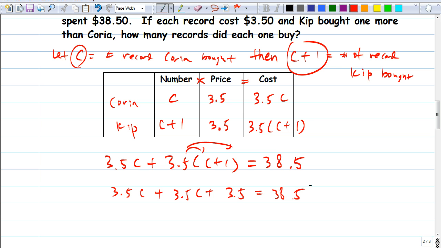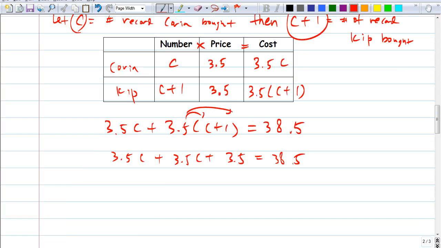Bella, what do I do next? What should I do next? Exactly. Aren't these two like terms? What do we get with Spencer when I add those together? Yeah, 7C plus 3.5 equals 38.5. Yes? Okay, go ahead, everybody finish it up. I'll wait.